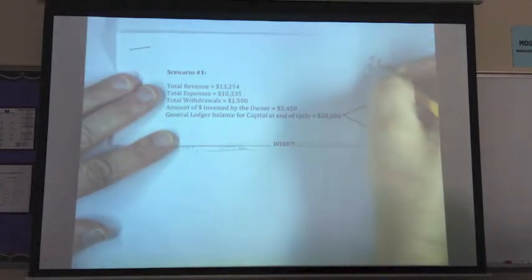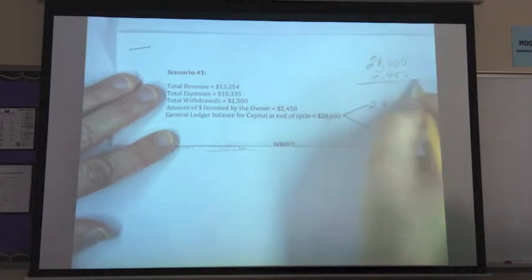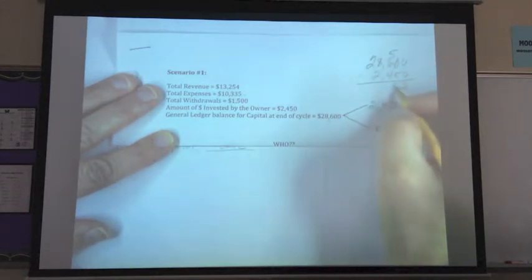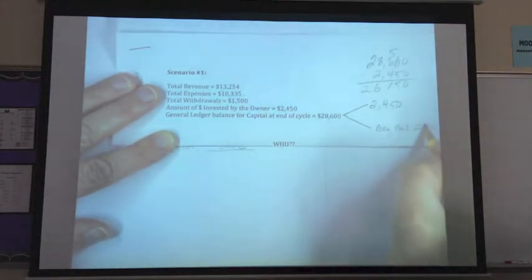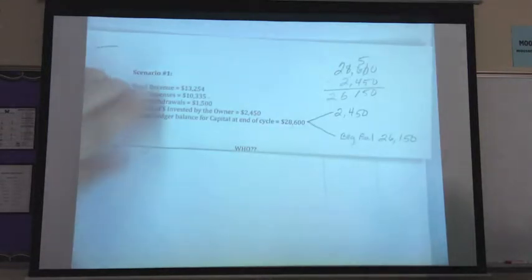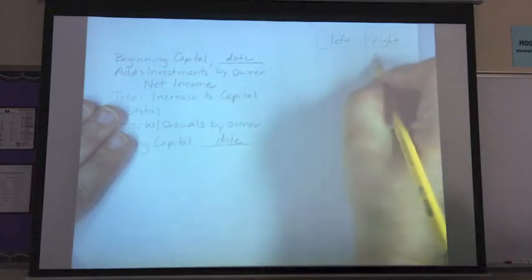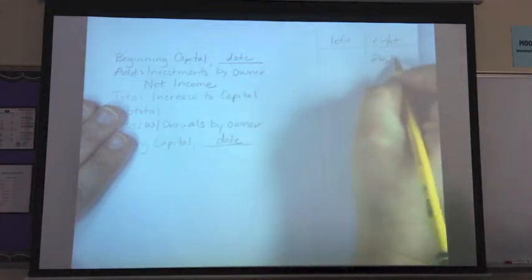So I'll take $28,600 minus $2,450. So we're left with a beginning balance of $26,150. Whoops, can't really see it over there, can you? All right, since that is a total beginning capital, we're going to bring it all the way over to the right, and we're going to write $26,150.